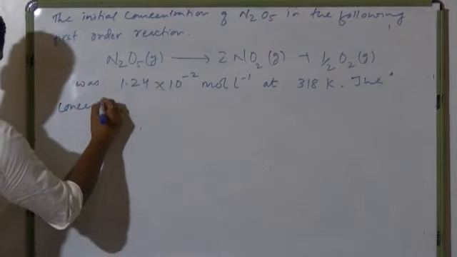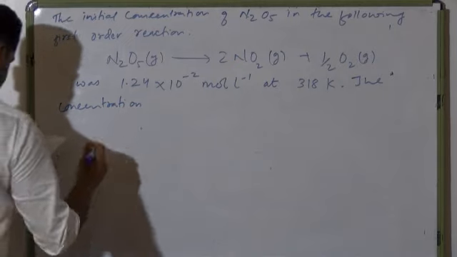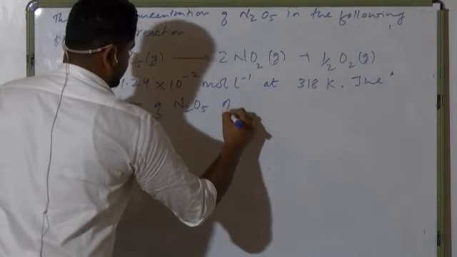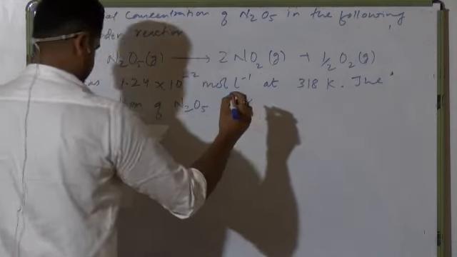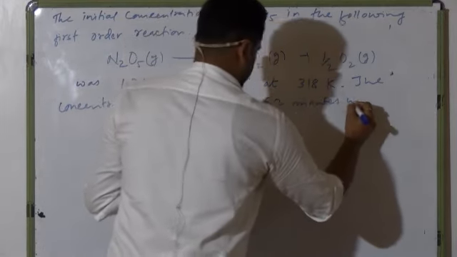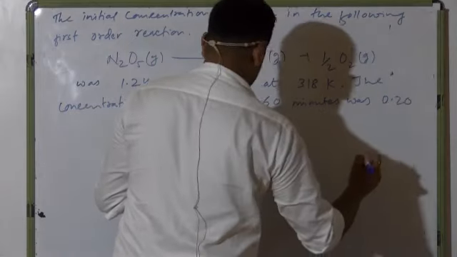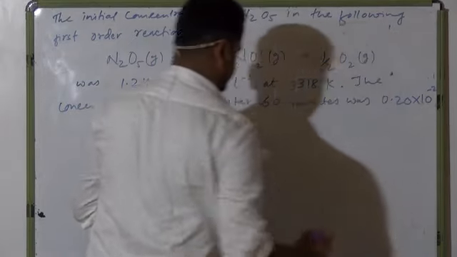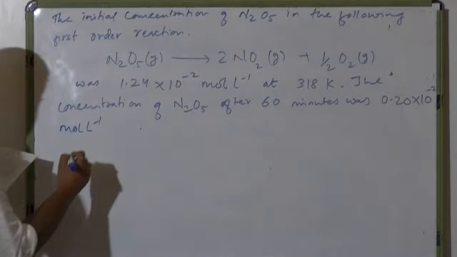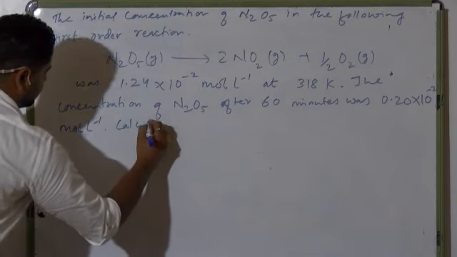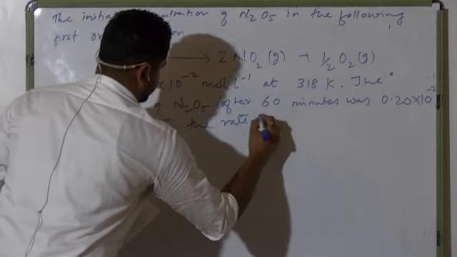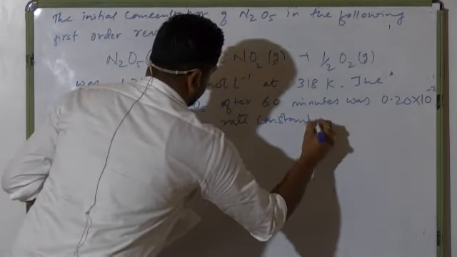The concentration of N2O5 after 60 minutes was 0.20 into 10 to the power minus 2 mole per liter. Calculate the rate constant.